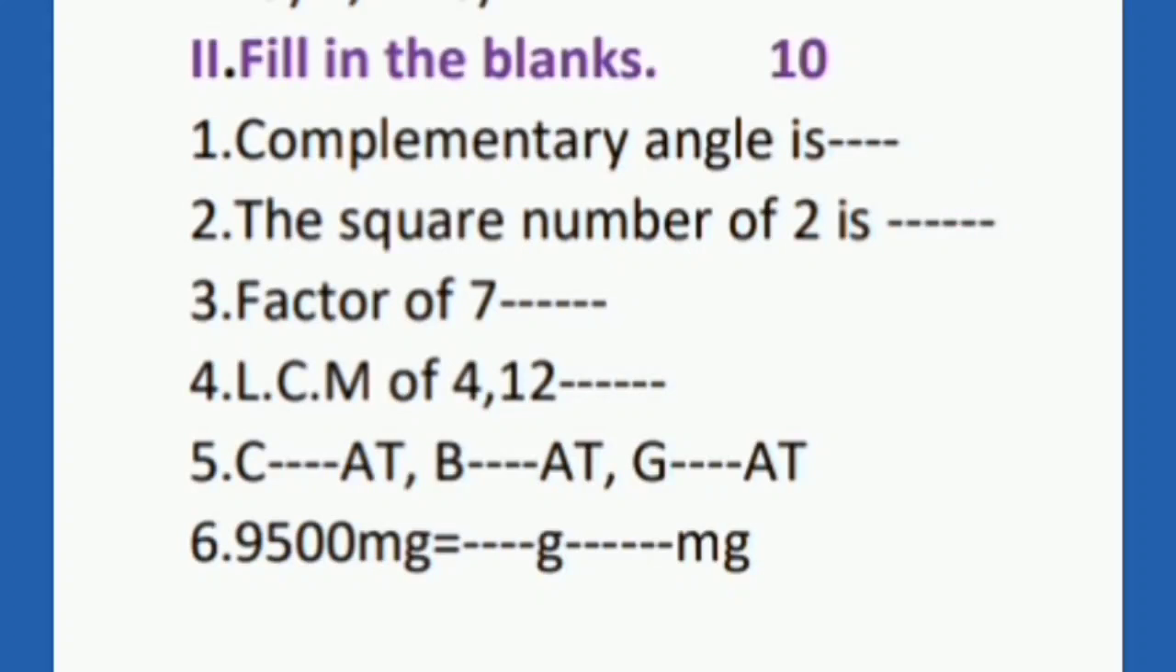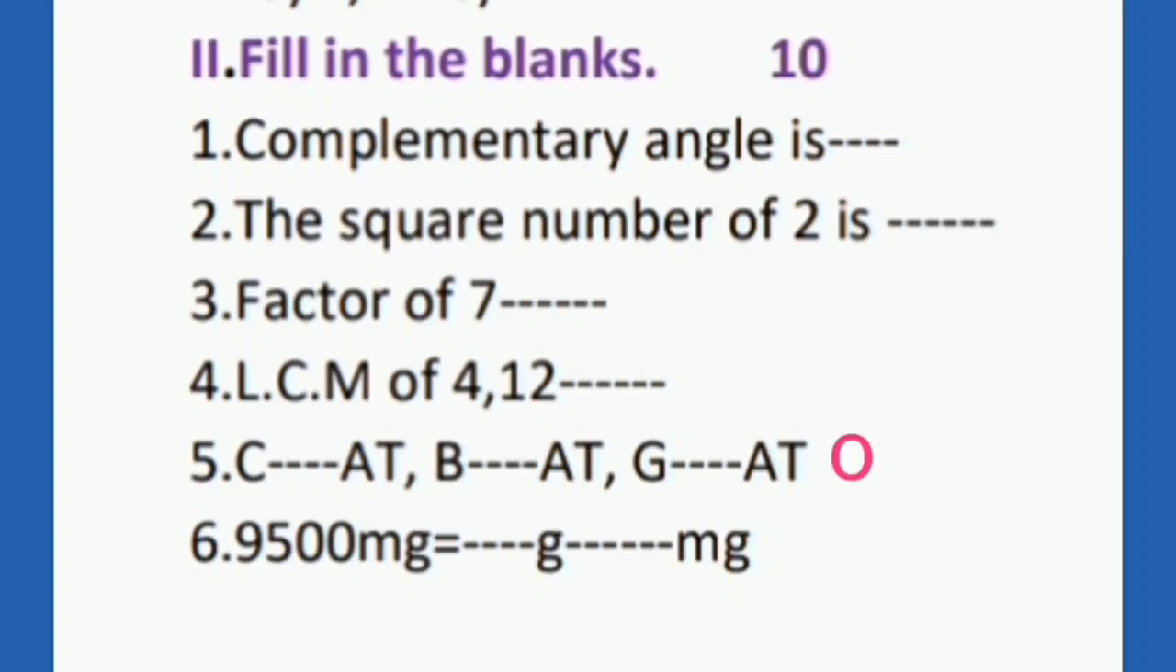Third one, factor of 7. So 7 comes in which table? First we write 1 table, and then 7 table. So 1, 7 is the answer. Next, LCM of 4, 12. 4 and 12 come in the same table. 4 comes in the 4 table and 12 also comes in the 4 table. So the least common multiple is 4. Answer, 4.